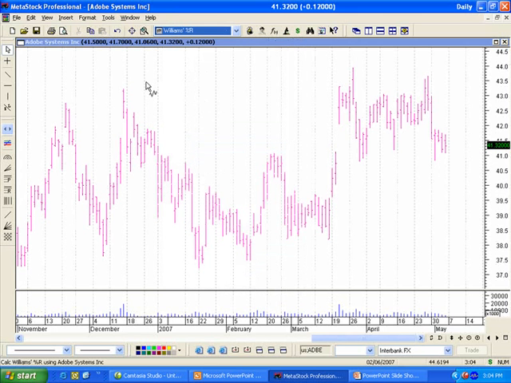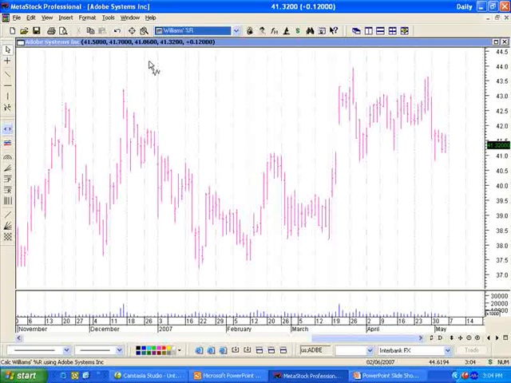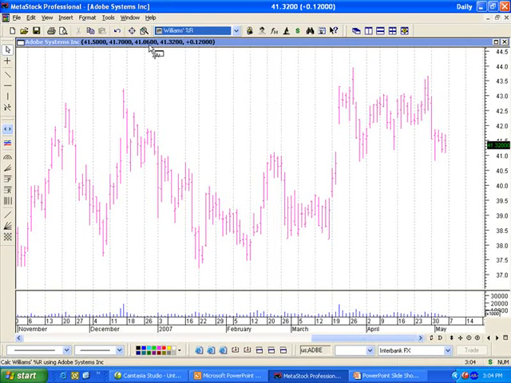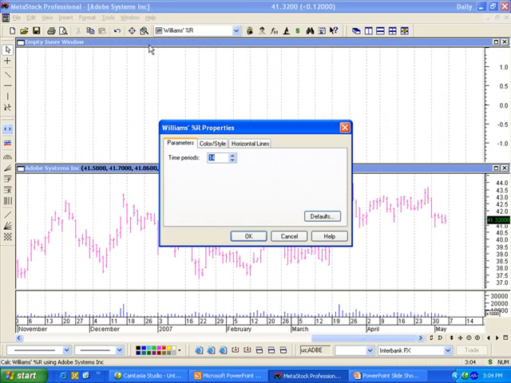If I let go of my mouse button at this point, the indicator itself would be plotted right on top of the price bars. But if I drag it up here to the top, you'll see that a new little blank window has popped up next to my pointer, indicating that there will be a new window plotted in this chart. So let's do that. I'll go ahead and leave that.